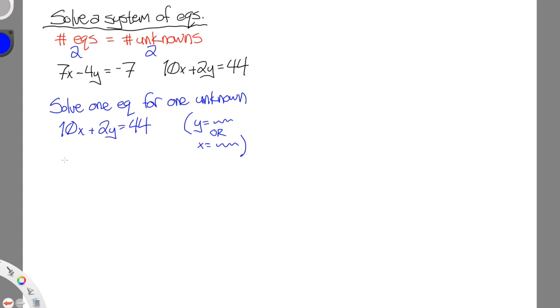So first I'm going to move that 10x to the other side. So that equals 44 minus 10x. But right now this equals 2y, so I'm going to divide both sides by 2 to get y equals 22 minus 5x. So now we can get on to the next stage in our solution. We want to plug this equation into our other equation.